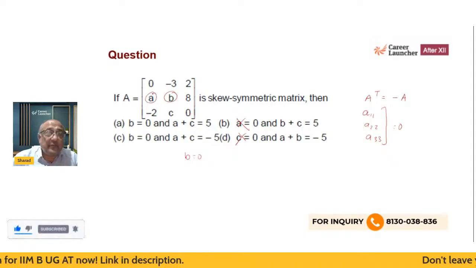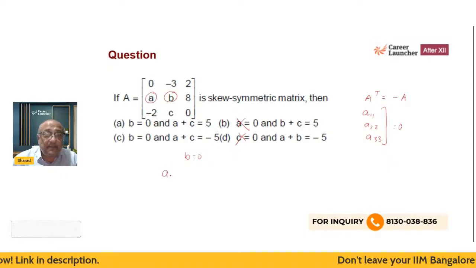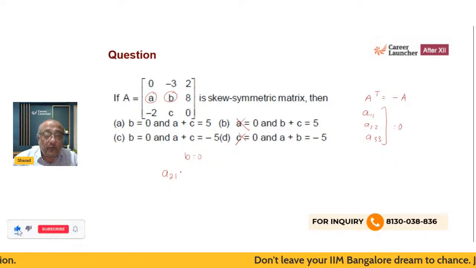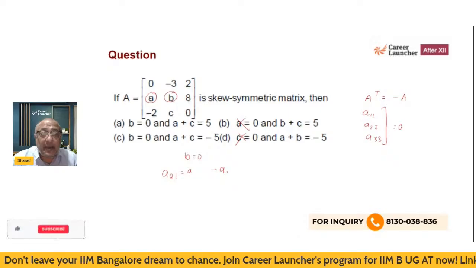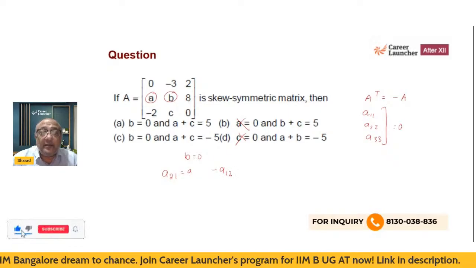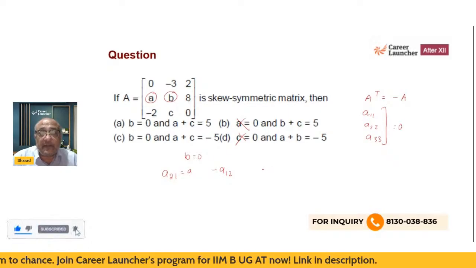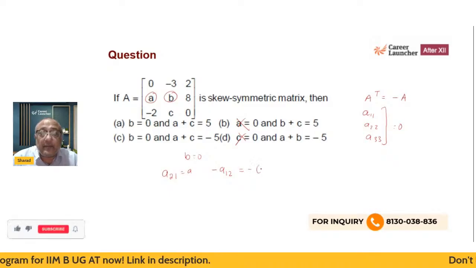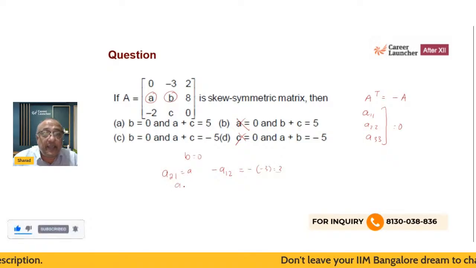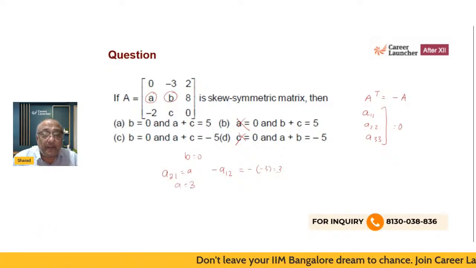Let us see where A is. A is here. Which term is A? Second row, first column is A. What will it be equal to? It will be nothing but equal to minus A12. So what is that value? Minus A12 is nothing but minus of minus 3, which is equal to 3. So wow, I have got A is equal to 3.